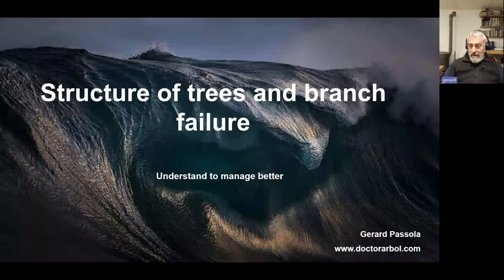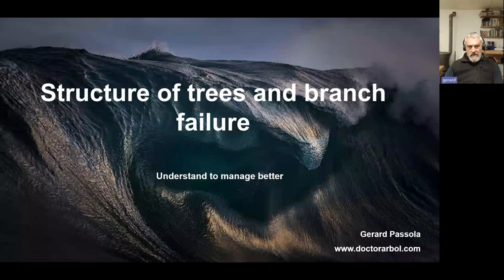Okay, I'm trying to summarize a longer conference, but I try to focus on some things that normally people don't really look at or don't have enough interest in, I think. When we evaluate trees, we think mostly about strong biomechanics. And we have developed systems and tools to inspect and to prevent trunk failure.